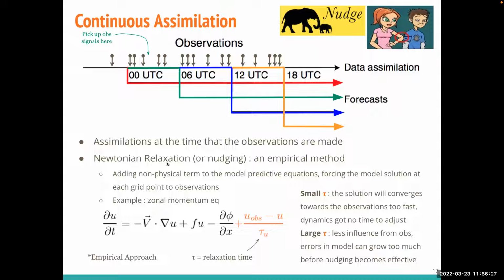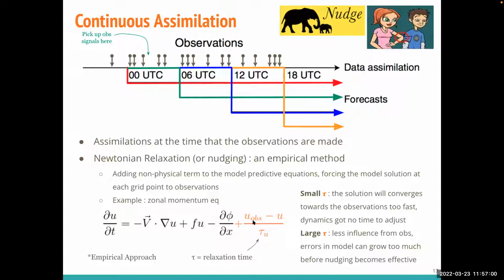And we do what we call Newtonian relaxation, or just the simple term, nudging. We always use this term, nudging. So what is nudge? This is the elephant mother nudging the kid. So it's just like this, a little bit of push. Okay, it's an empirical method. We're not proud of it, but this is how we get better weather simulation. So it's very, very simple.